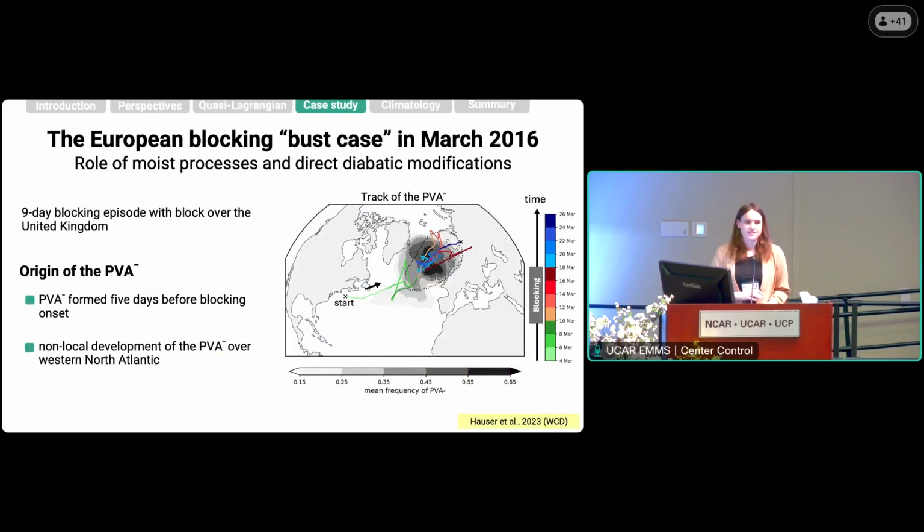Okay, so coming back to the case study that I presented before when we looked at the predictability of European blocking, we selected this case to test this quasi-Lagrangian framework. So we look at this European blocking case that occurred in March 2016. We matched the negative PV anomaly track that was associated with the block. And what we can see is shown in this figure. So we can see the track of these negative PV anomalies. And what immediately jumps out is that this PV anomaly did not form locally over Europe, but had a remote development over the Western North Atlantic. So this PV anomaly has this non-local development and also developed in the days before we even identified this blocking at all.